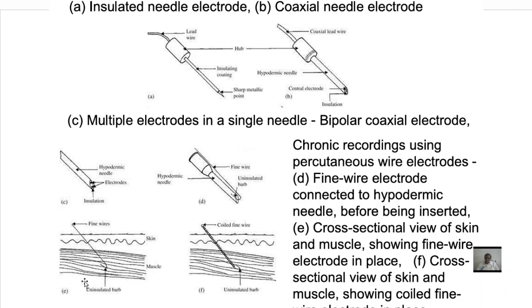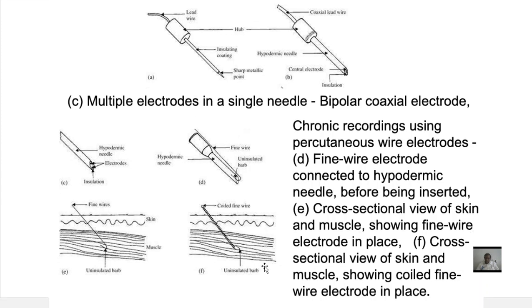So the diagram explains that the fine wire electrode is placed where we have to measure the potential. Then this diagram explains the cross-sectional view of the skin and the muscle showing the coiled fine wire electrode in place. Like this, we have different types of internal electrodes. The needle is made up of stainless steel and nickel. It is coated with some insulating material. It is coaxial one. This is the fine wire.